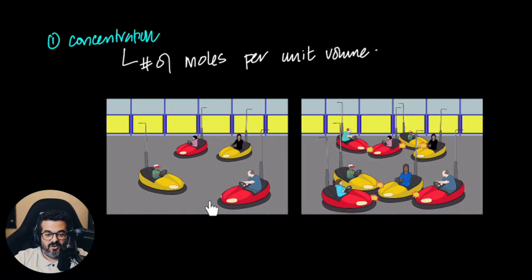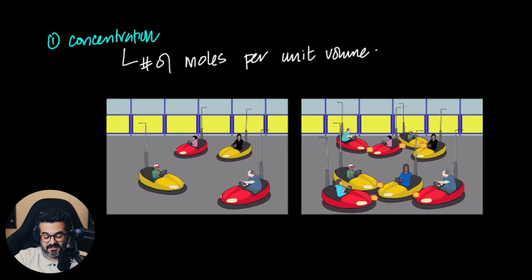Here you could see this is a lower concentration of dodgem cars. Here is a higher concentration of dodgem cars. So more collisions in the time that you play this game. If you get to be there for 2 minutes, you're going to get more bumping. Sometimes there are so many people, it's not even fun because you keep getting bumped. In the real world, this is exactly what happens when you have solutions with different concentrations. The greater the concentration, the more the reaction that will take place.